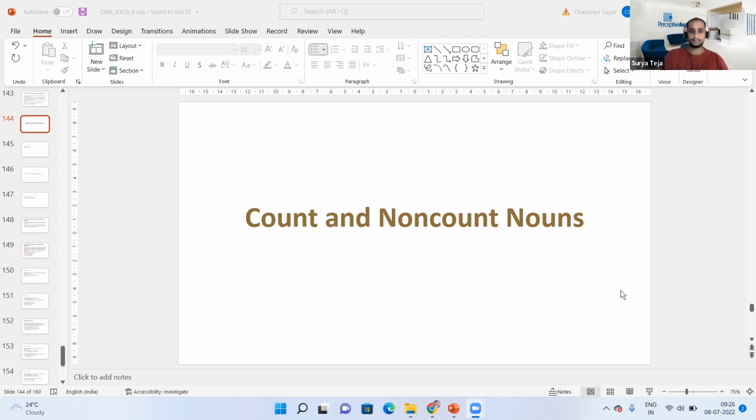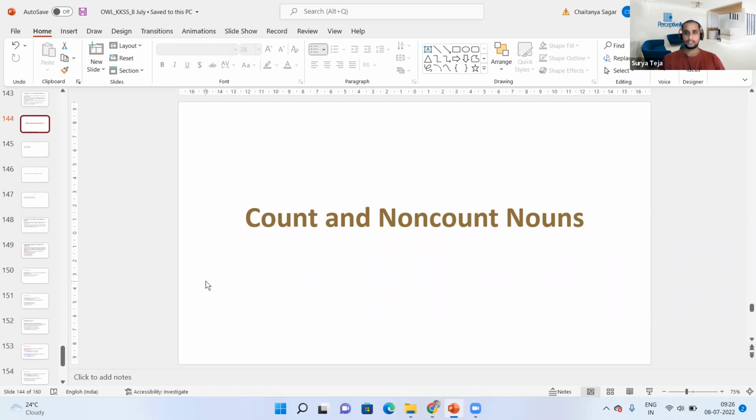So actually, in the last session, we discussed relative pronouns and how they are used. Today, we'll talk about one interesting topic, which is count and non-count nouns. I think the reason for selecting this topic is that we often use count and non-count nouns, verbally or in written format. They have certain rules when we use them along with certain adjectives and other things. So I thought we could practice this.